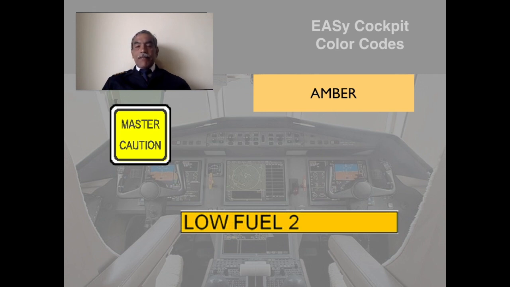In this example, we have shown low fuel 2. That means the fuel level on the number 2 side tank has dropped below a certain level. That's what it means here. There is no alarm, but as long as the pilot is going to execute a landing within a few minutes, it's okay. That's what it means.